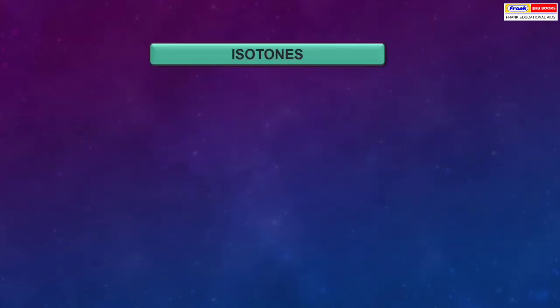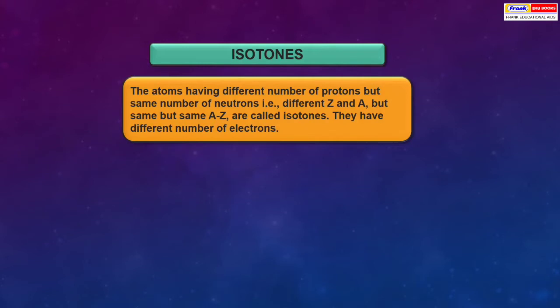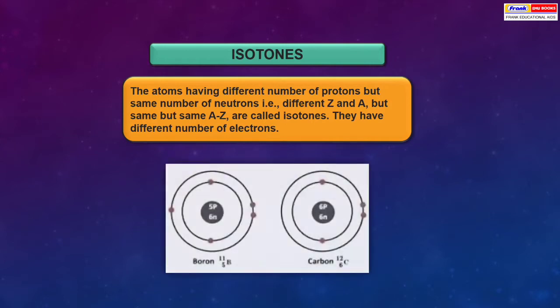Isotones: the atoms having a different number of protons but the same number of neutrons, that is, different Z and A but the same A minus Z, are called isotones. They have a different number of electrons. Example, boron and carbon.